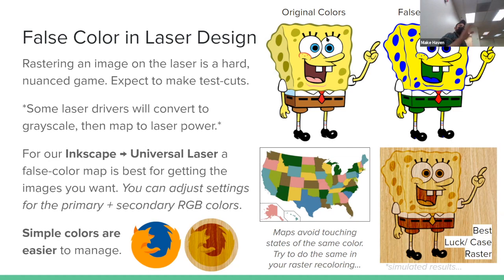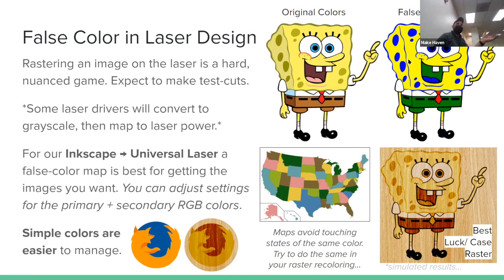But the problem is that typically the laser, like printer drivers, will take an image like this, convert it straight to grayscale, and then burn based on the grayscale of the image. And if it doesn't grayscale well, you usually get a bad quality for your engraving. So what I have started to do is make false color maps of the image.